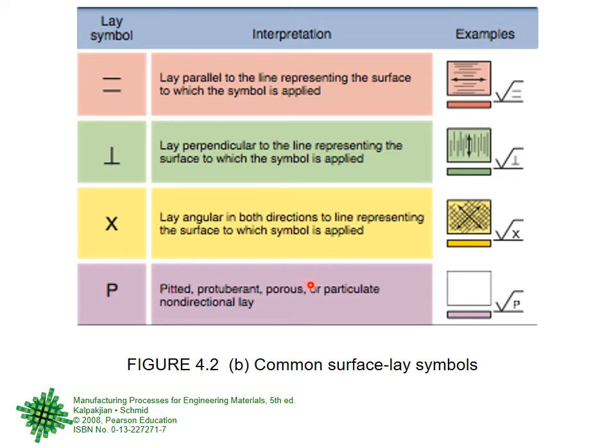You know, pits and pores are small holes and so on, right? So you see, this is the surface line and the lay direction is parallel to it. This is the surface line and the lay direction is at 90 degrees to it. This is the lay direction line and this is the surface and lay is at an angle. And there is no lay, but there are individual pores and particles and pits and so on the surface.